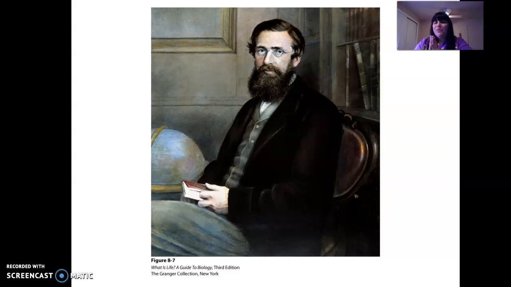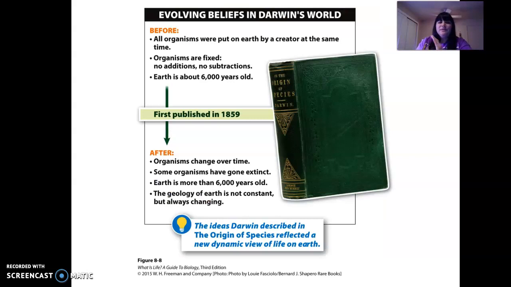And so actually both of them, when Darwin published his book, this is the famous book, it's called On the Origin of Species by Darwin. He gave credit to Alfred Wallace also. And it was the book that really changed our views on life. Before this book, people thought all organisms were put on Earth by the Creator at the same time. Organisms are fixed, no additions, no subtractions. Earth is about 6,000 years old. After, there was this idea that organisms change over time. Some organisms have gone extinct. Earth is more than 6,000 years old.